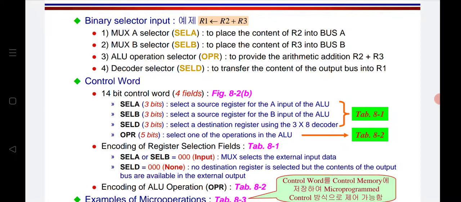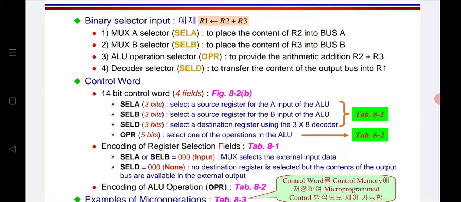Let us take one small example: R1 equals R2 plus R3. So what this will perform is R2 plus R3 and store it in the R1 register. How is it going to happen? Your mux A selector selection lines place the contents of R2 into the bus A. So your R2 value will be moved to the bus A from your mux A. Next, from mux B, the R3 value should be moved to the bus B by using the selection line select B.